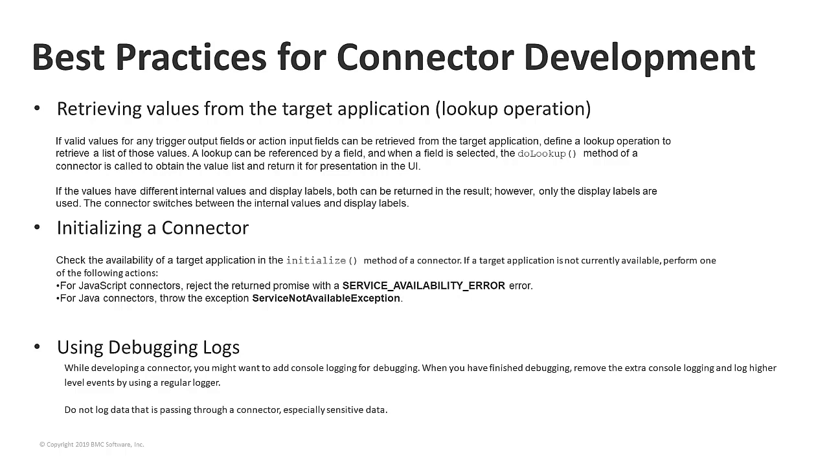For initializing a connector, we have an initialize method, and within that method, you should check the availability of the application. If it's not available currently, let's say the service you're trying to talk to is down temporarily, you should return an error. For JavaScript-based connectors, you reject the promise with a service availability error. For Java connectors, you throw a service not available exception.